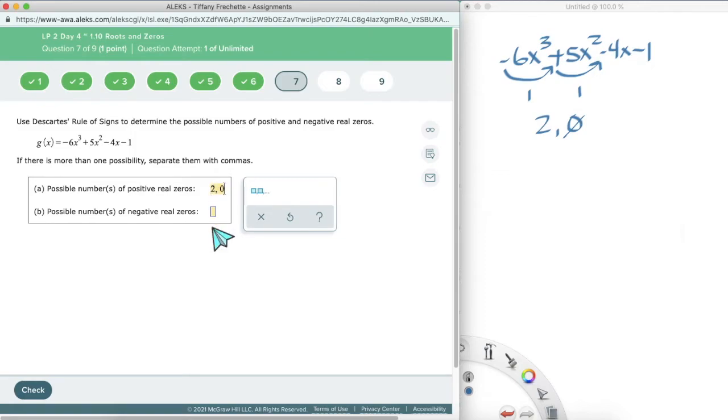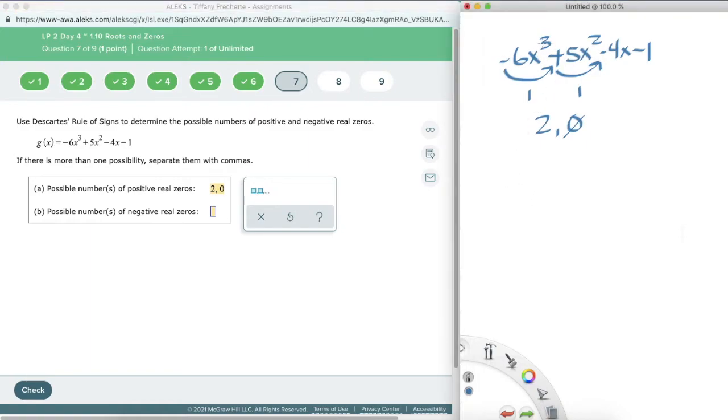For negative, remember, I have to go through and apply that negative sign in there. So if it's an odd exponent, it's going to change signs. But if it's an even exponent, it's going to stay the same. So this is an odd, that's going to change. And we go here. Oh, and I still have to put the exponents on there. All right, so we have positive to positive, there's no change. Positive to negative, there's one change. So there's only one possibility for a negative.